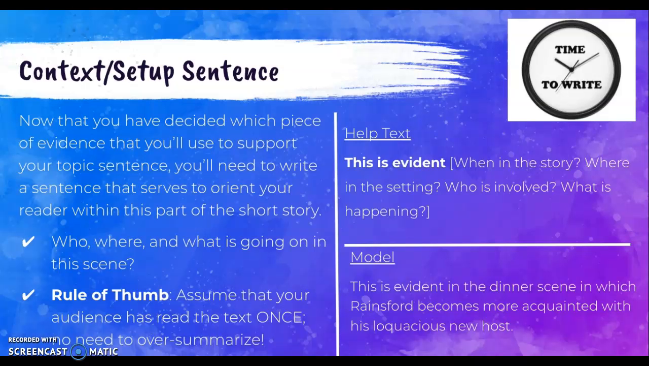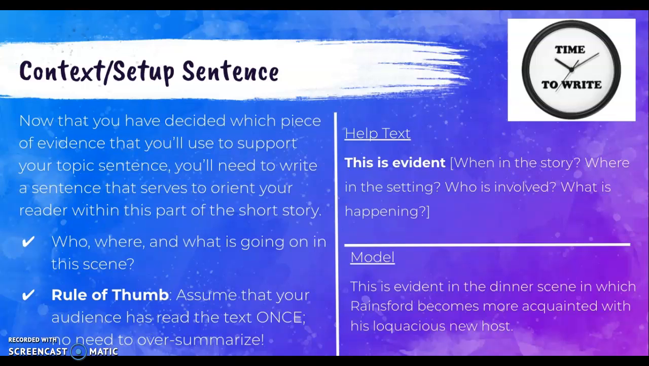All right, so we've found our text evidence that we are going to use in support of our topic sentence. So now what we need to do is we need to write a sentence that provides some context or some setup. All right, remember this is the sentence that answers the question, who, where, and what is going on in this scene. So let's look at our model sentence. This is evident in the dinner scene in which Rainsford becomes more acquainted with his loquacious new host.